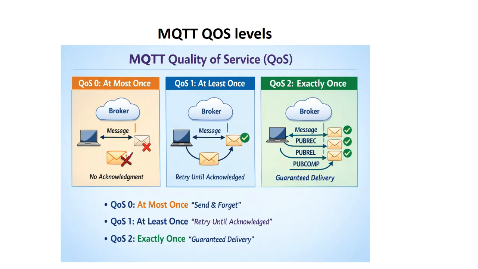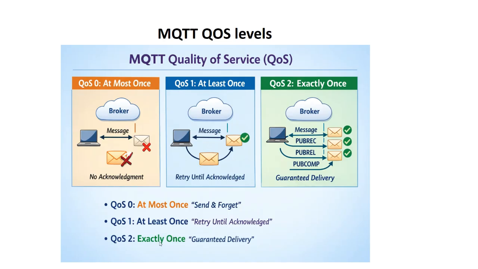For QoS 1, this basically means send at least once. The message is guaranteed to arrive at least once. The broker sends back an acknowledgement, and if no acknowledgement is received, the sender retransmits. The challenge with this is that sometimes there could be duplicate data or messages sent. This is very important when you have things like alerts or notifications, where duplicates are acceptable but loss is not. Now the last one is QoS 2.